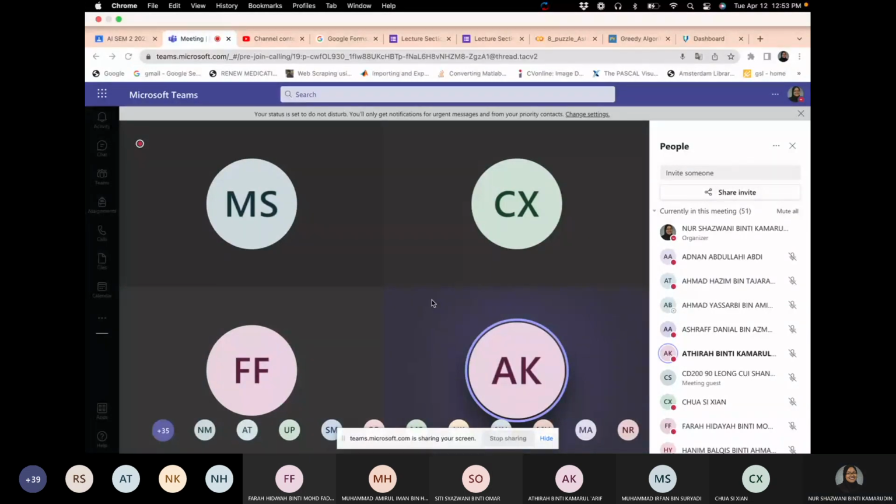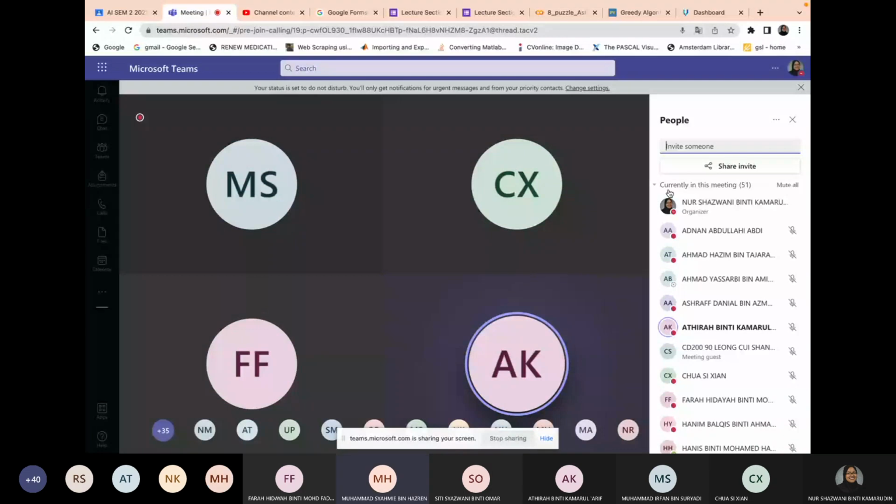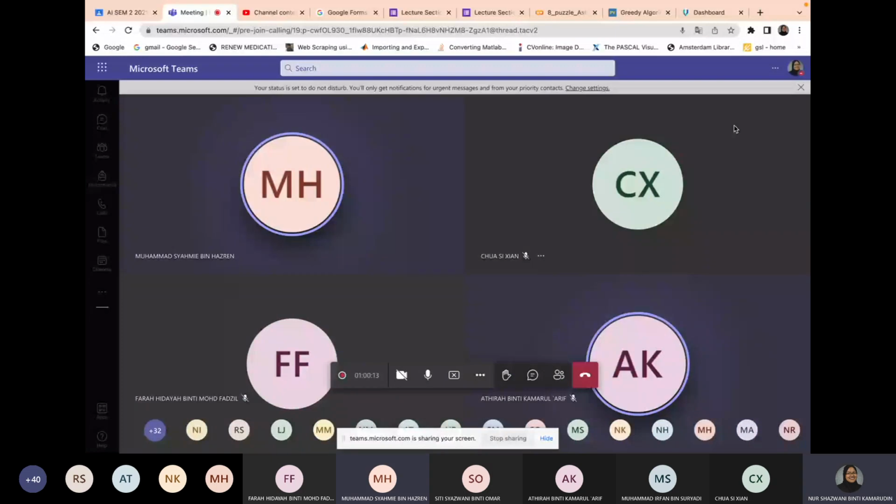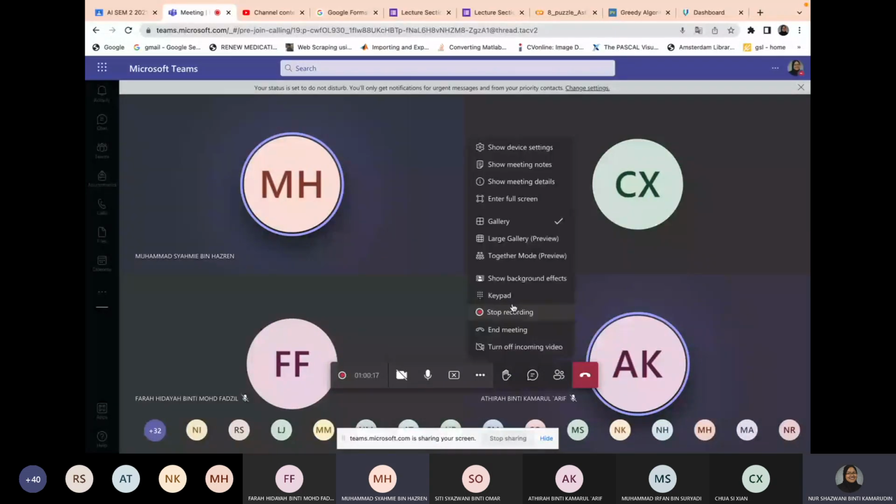A question about the crossover: how do we choose it? You can choose randomly.